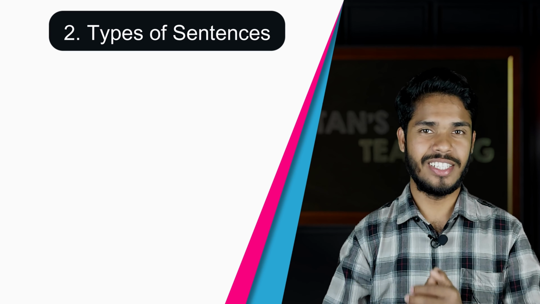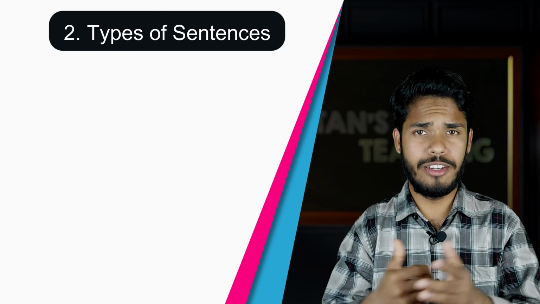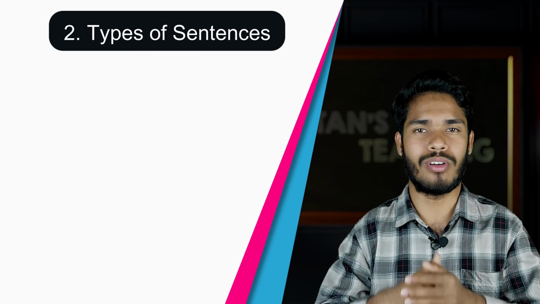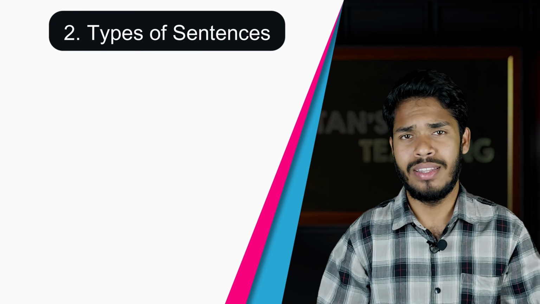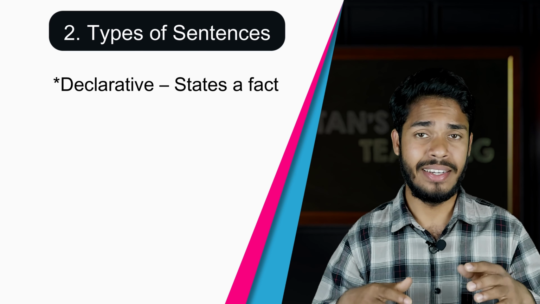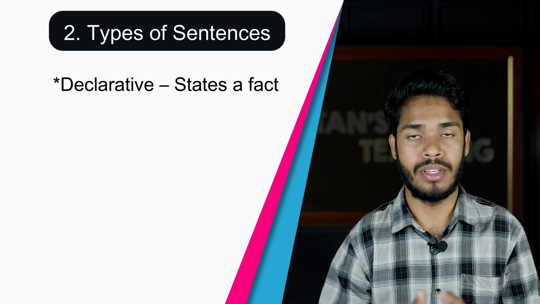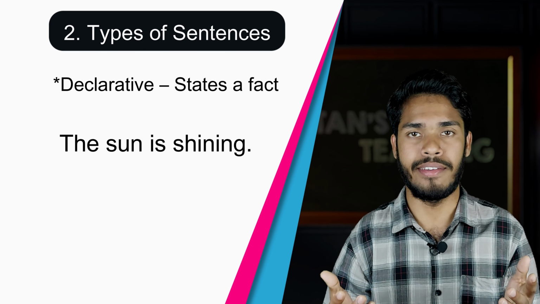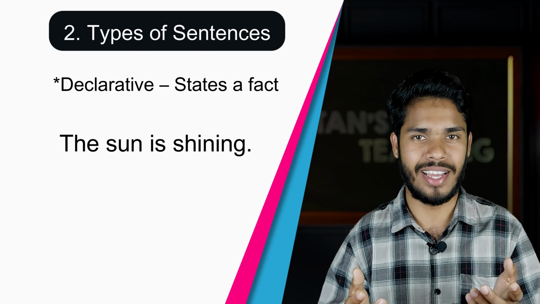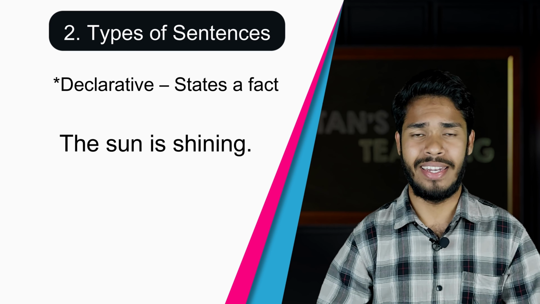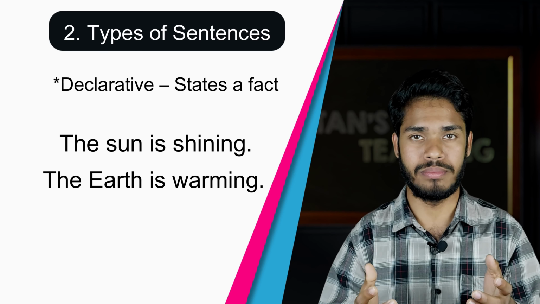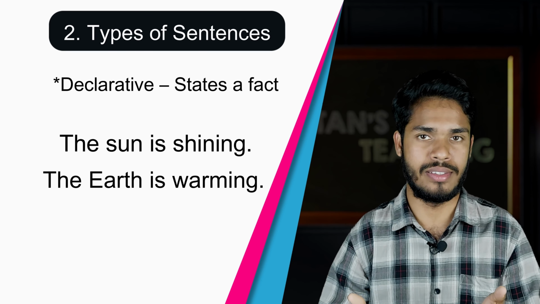Next, types of sentences. Using different types of sentences in your daily conversation can make your speech clearer and more engaging. There are many types of sentences in English, such as declarative. A declarative sentence states a fact. For example, the sun is shining. It shows that there is no cloud in the sky. Another example is the earth is warming. It's really bad news for us, right?